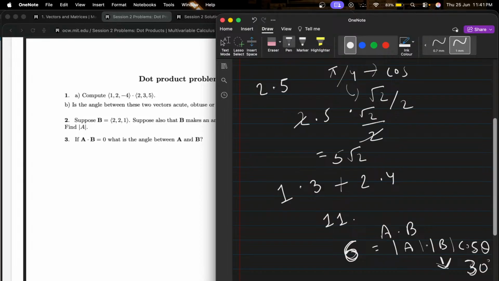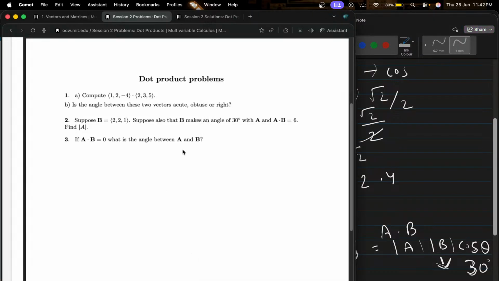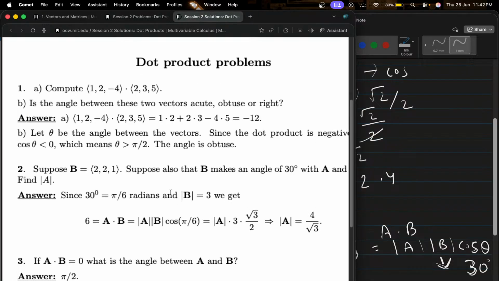Okay, I couldn't think of something so good, so I'll just give it a minute once again. But let's see. So how do we get this 3? The magnitude of b is 3.